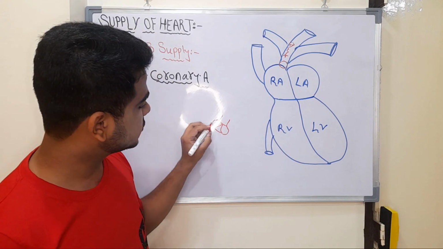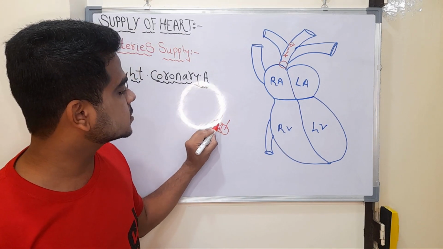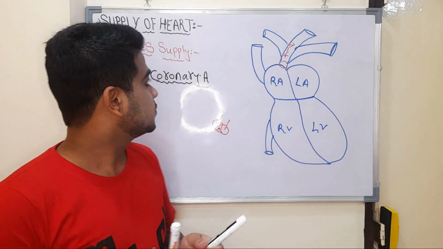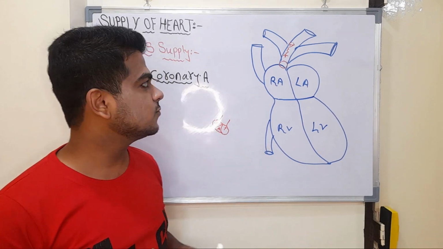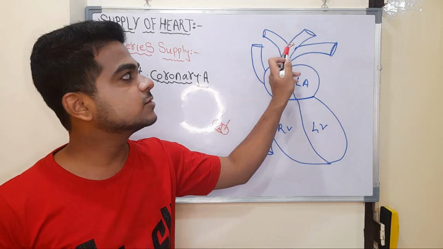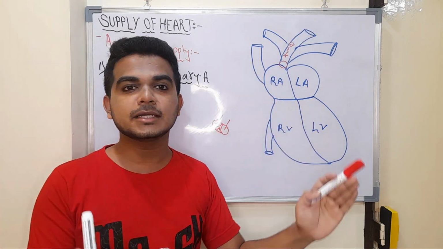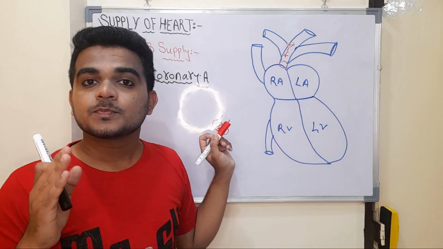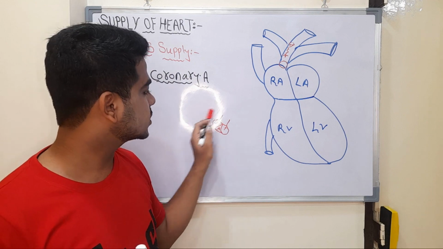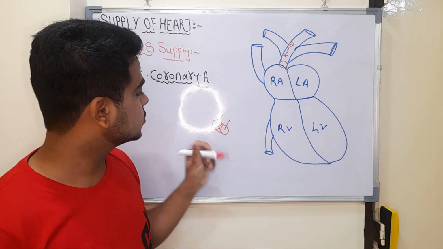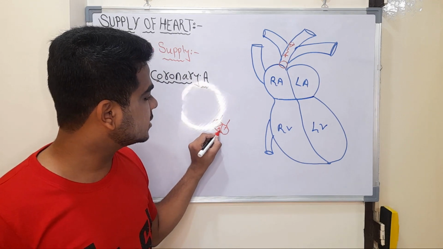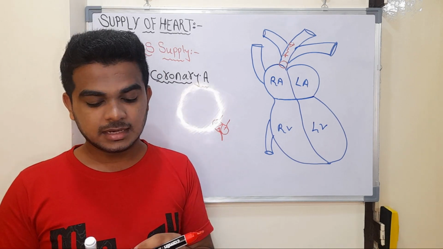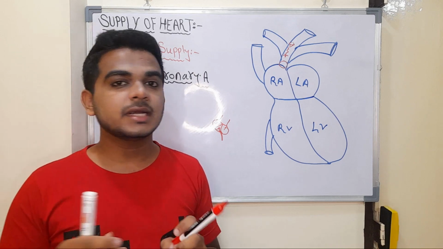In that, there are three flaps: one anterior and two posterior flaps. The right coronary artery arises from the ascending aorta. It is going upward, and that is why it is called the ascending aorta. From the ascending aorta, from the aortic sinus, it arises from the anterior side. From the anterior side the right coronary artery arises. So that is about the right coronary artery.